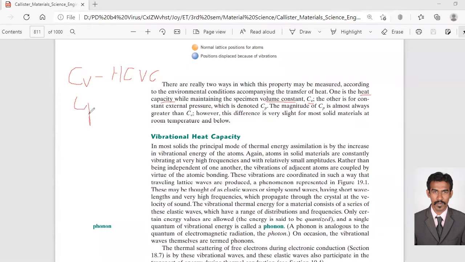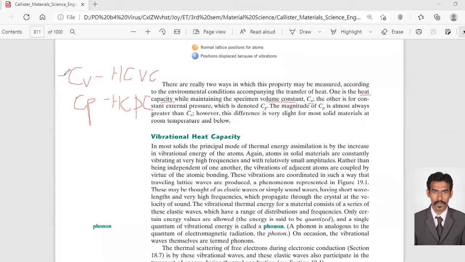Similarly, there is a CP also. CP is the heat capacity while pressure is constant. The other one is constant external pressure, which is denoted as CP. This P is for constant pressure. So this P denotes constant pressure heat capacity, and the first one denotes constant volume heat capacity.